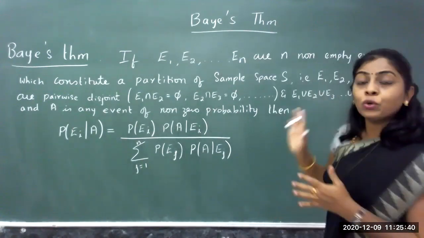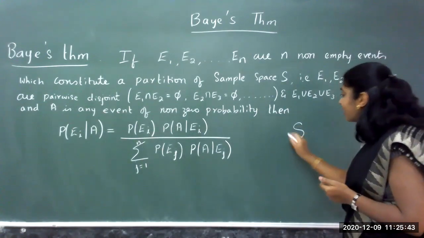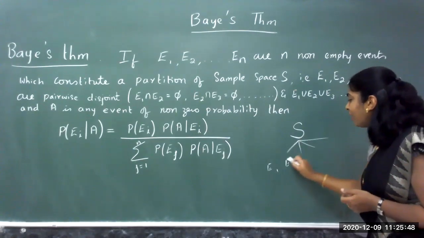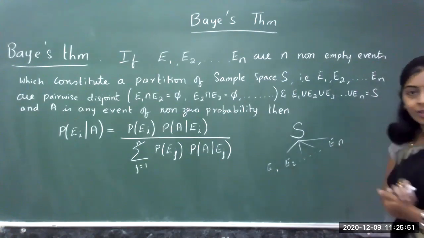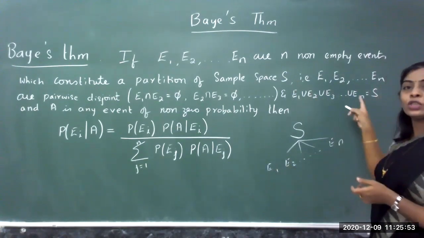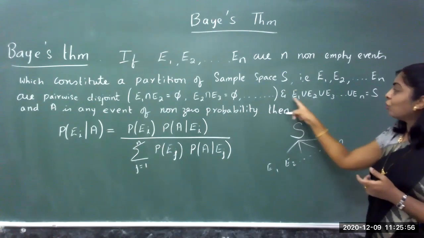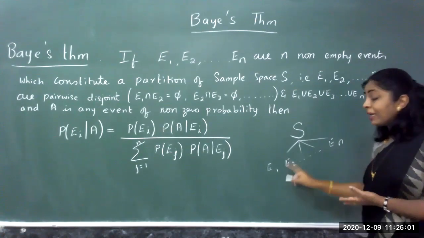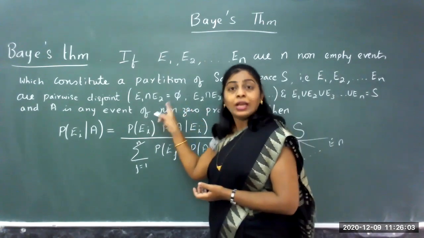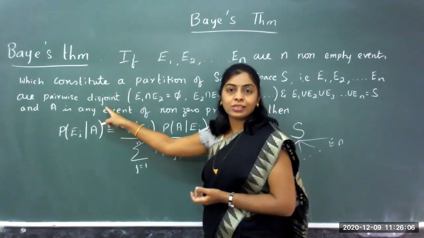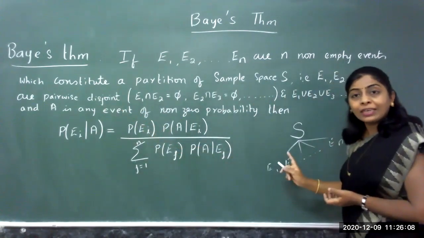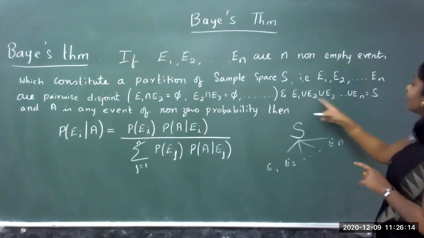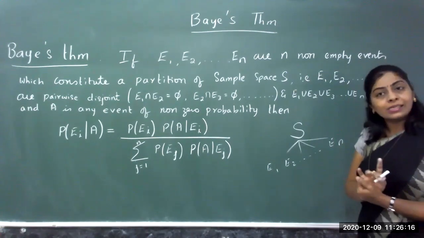Now let me explain what I mean by this. I consider a sample space S. In this sample space, there are N events, E1, and so on. The condition is that the union of all these subsets constitutes the sample space. When I take the union of all the subsets, I get back the sample space. But the intersection of any two is nothing but a null set, or a disjoint set. So any two pairwise, if I take the intersection, it is a null set. There are no common elements. But the union of all these gives back the sample space.